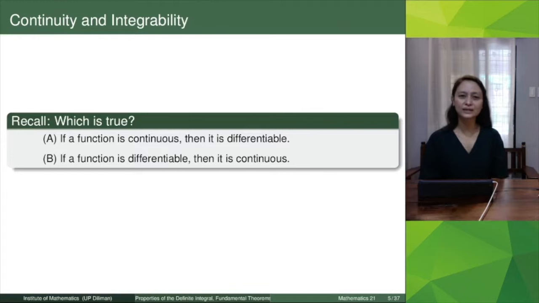First, let's look at the relation between continuity and integrability. But first, let's recall what's the relation between continuity and differentiability from our previous lectures. A, if a function is continuous, then it is differentiable. Or B, if a function is differentiable, then it is continuous. What do you recall is the correct answer? The correct answer is B. If a function is differentiable, then it is continuous.